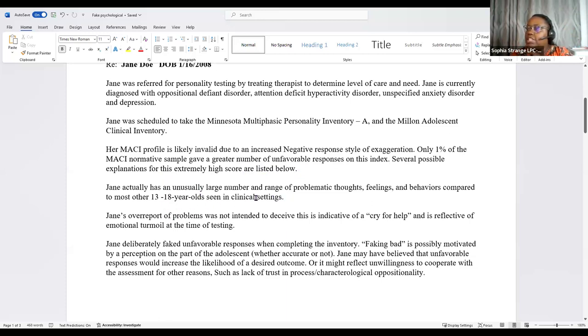Let's see. She has a large number of problematic thoughts, feelings, behaviors compared to most other kids this age seen in clinical settings. And then the over-report was not intended to deceive. It was a cry for help. And she deliberately faked unfavorable responses when completing the inventory, faking bad. It's possibly motivated by a perception on the part of the patient, whether accurate or not, and then may have believed that the responses would increase the likelihood of the desired outcome.